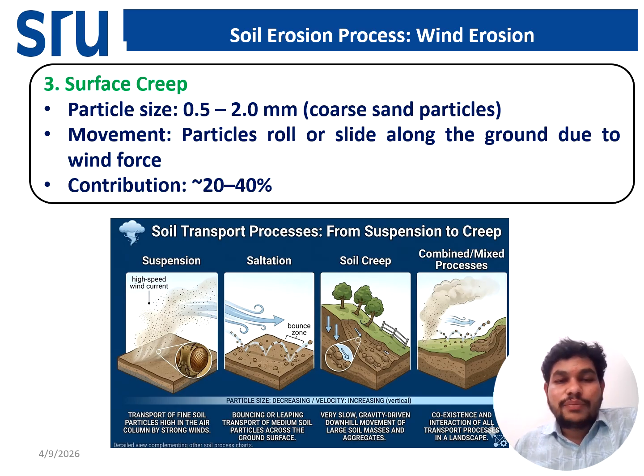Another one is soil creep. In soil creep, the bigger particles are available, with a size of 0.5 to 2 mm. The particle will move along the ground due to the wind force. The contribution of soil creep in wind erosion is 20 to 40%.